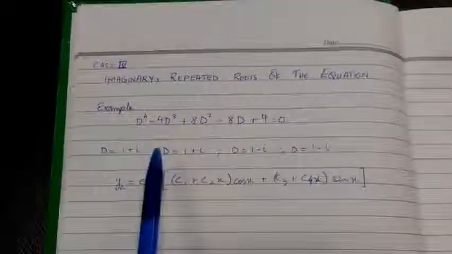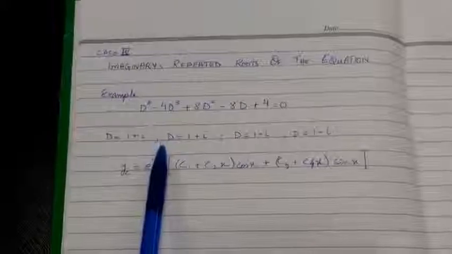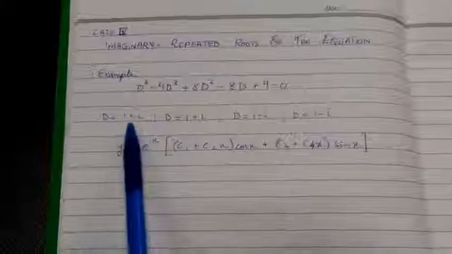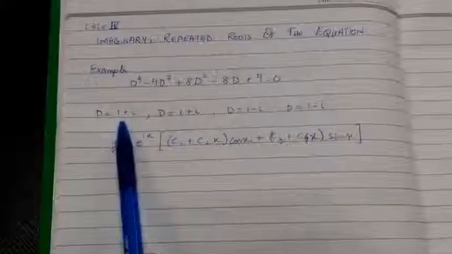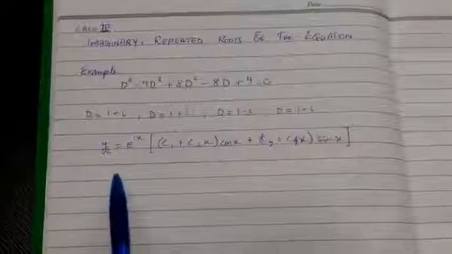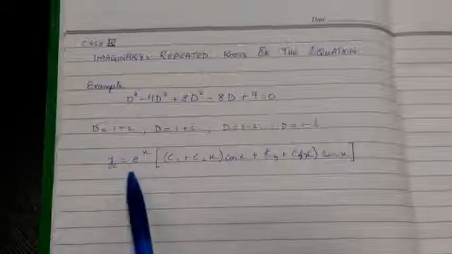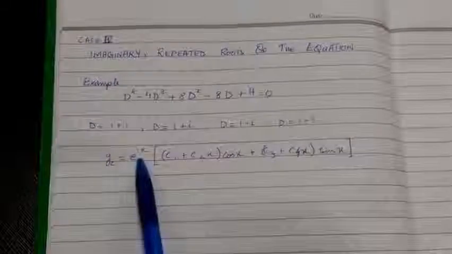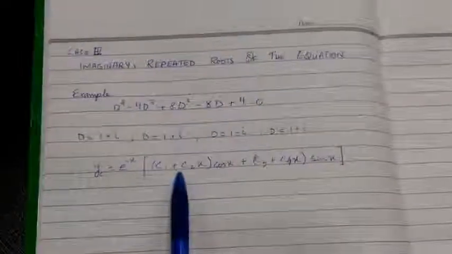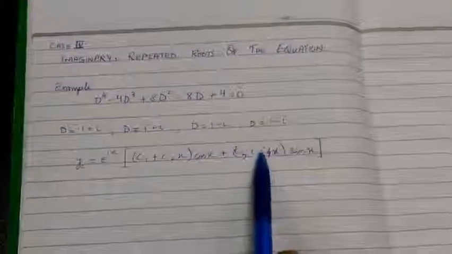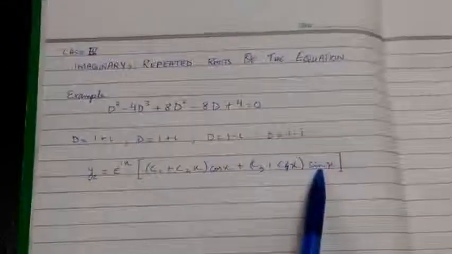Now solving by the complex roots method or by the scientific calculator, our roots come out to be D is equal to 1 plus iota, 1 plus iota, 1 minus iota, and 1 minus iota. The method to write this complementary function is yc is equal to e raised to the power x times c1 plus c2x times cos x plus c3 plus c4x times sin x.